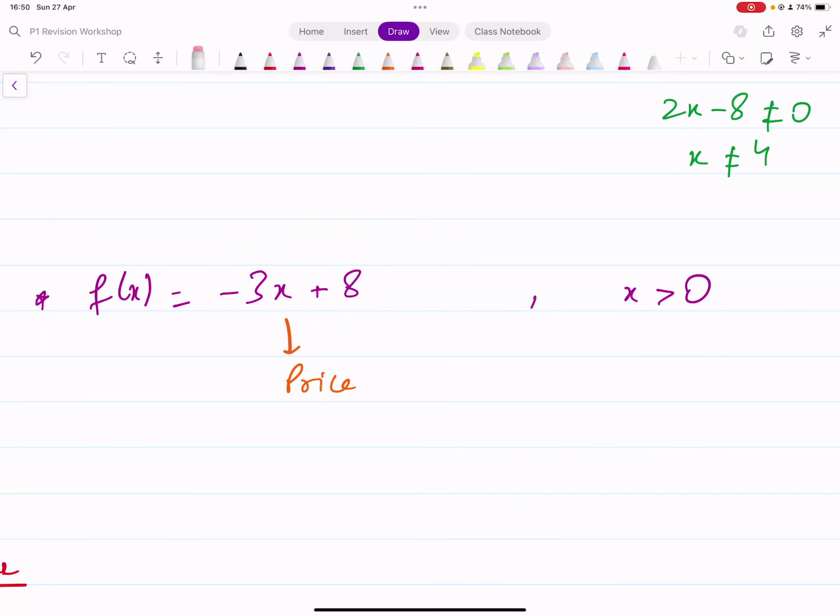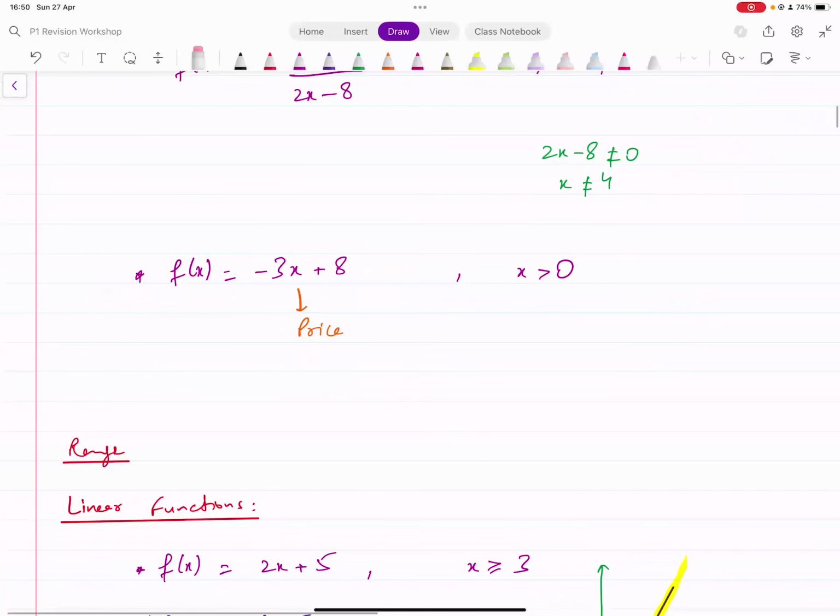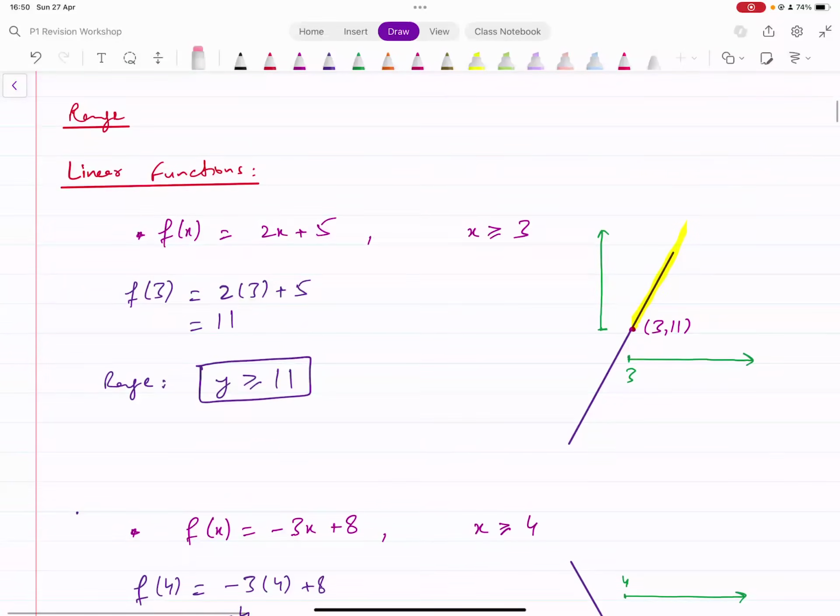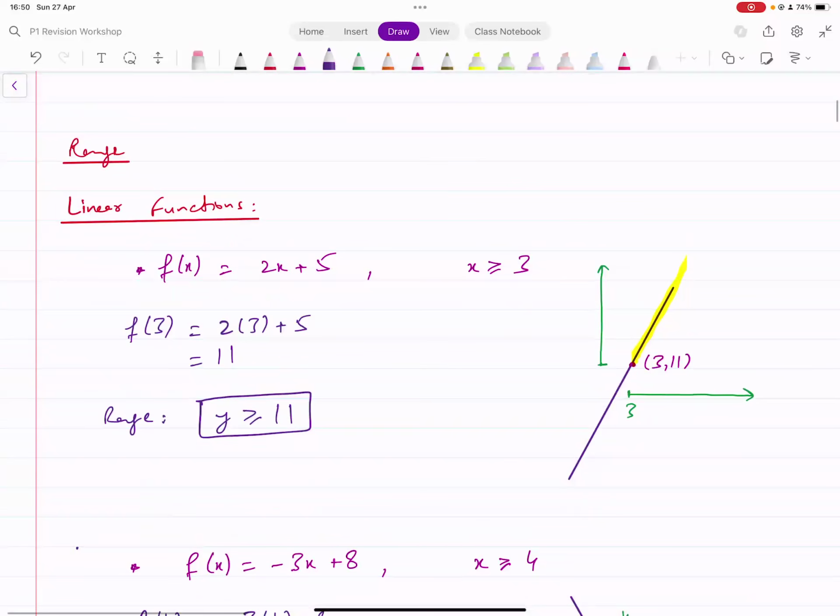If there's any consideration like this, they will always tell you the domain of the function in the question themselves. So that's why mostly when you see a question on functions, they will tell you the domain, and what you would have to do generally would be to find the range of that function. Now, that's the major part of this topic, finding the range of different functions.